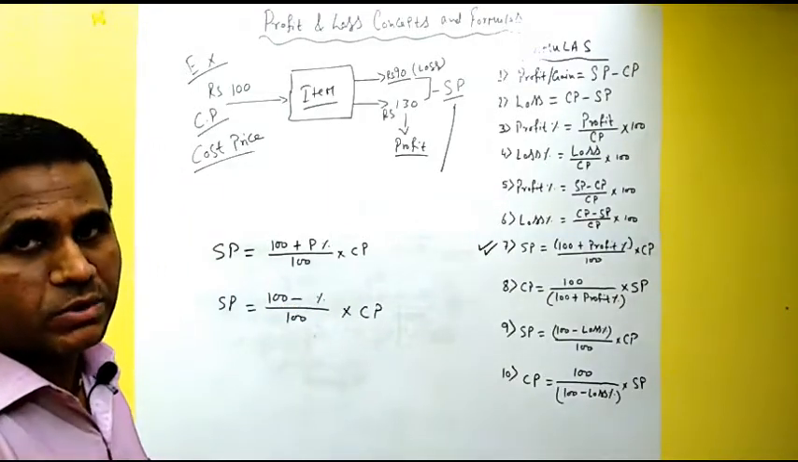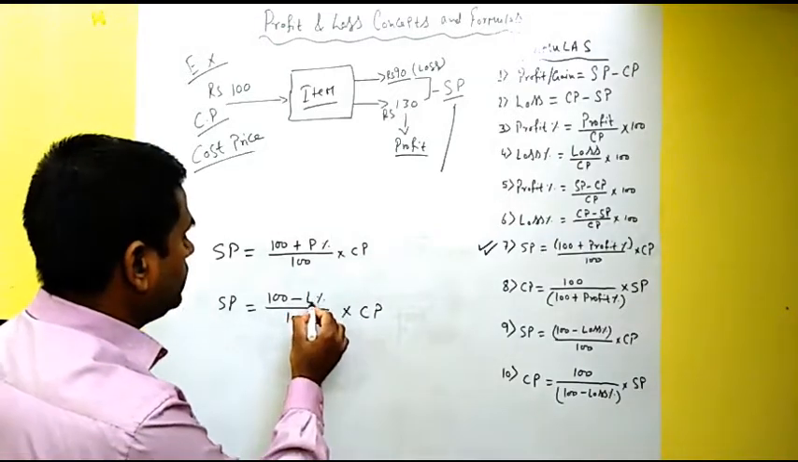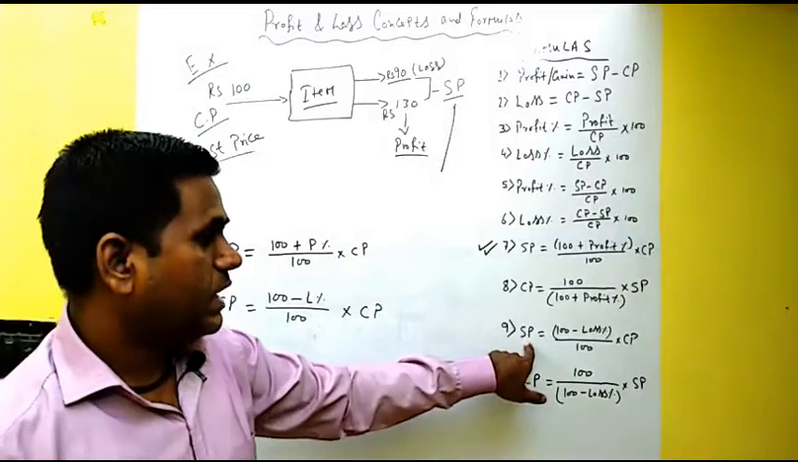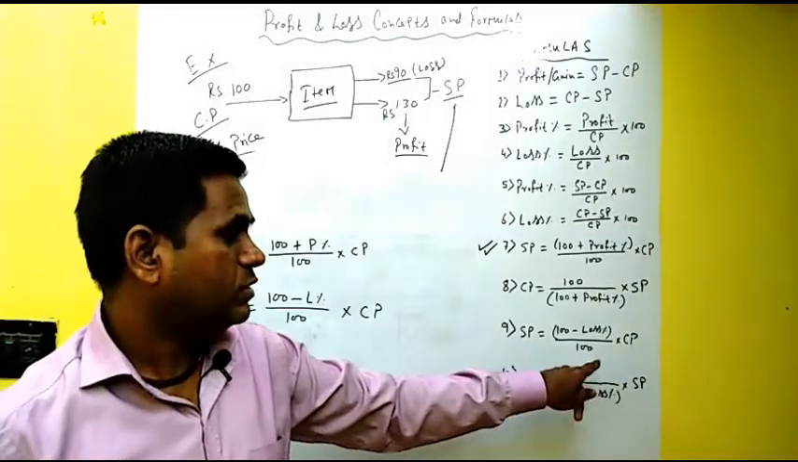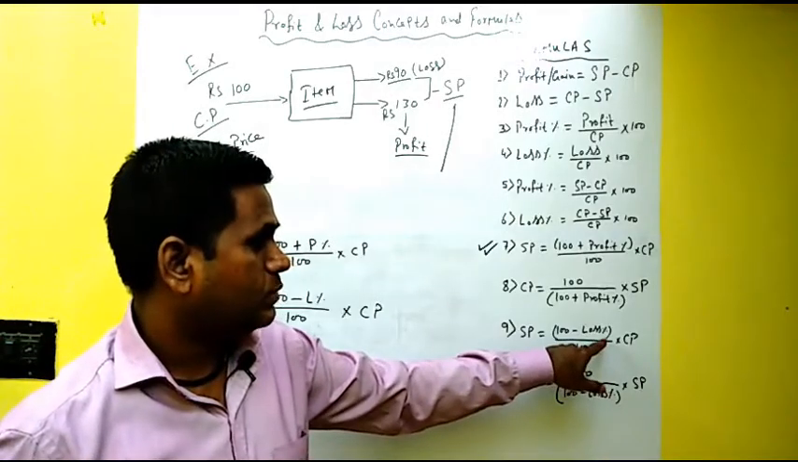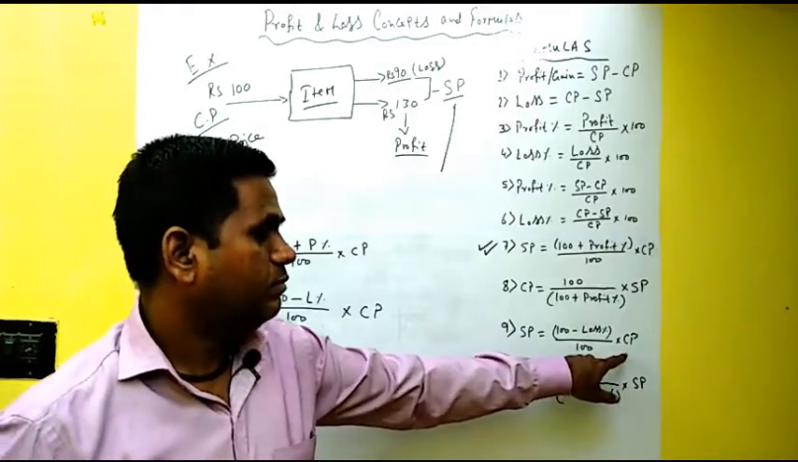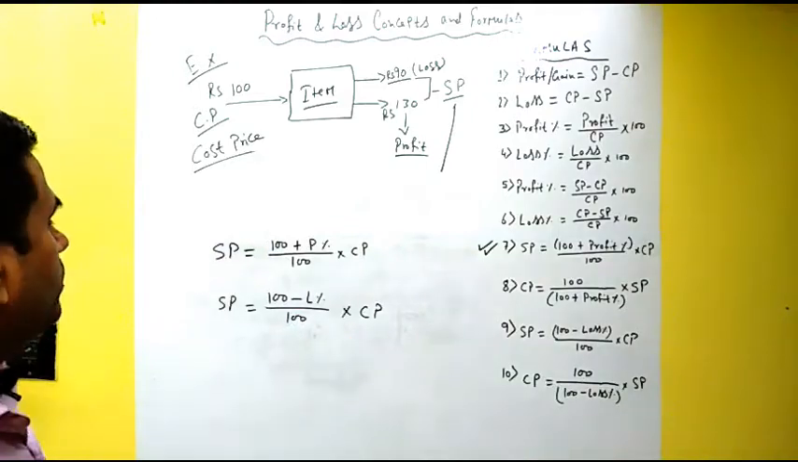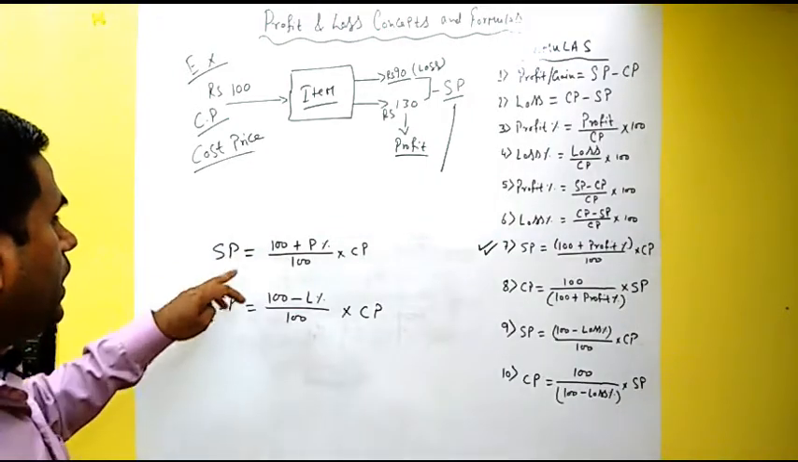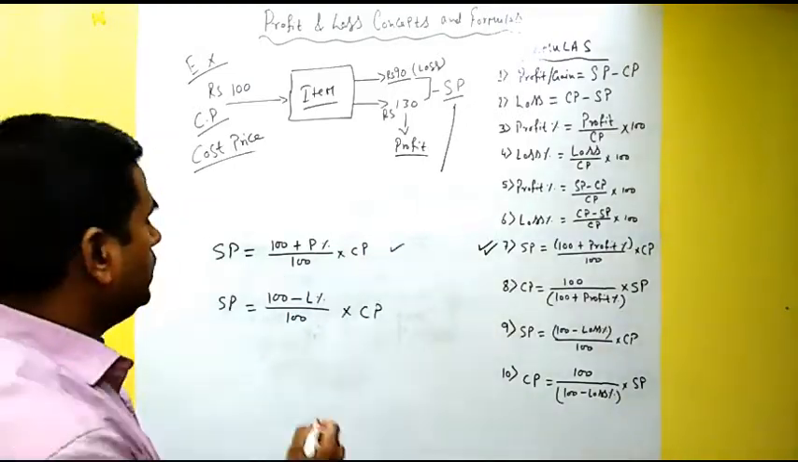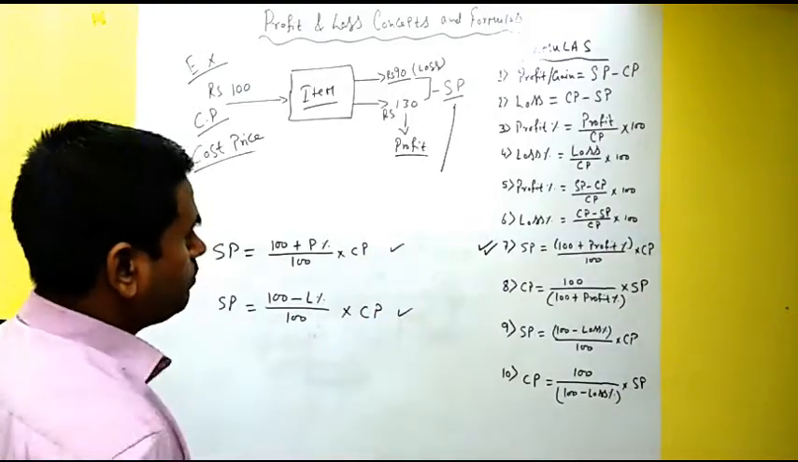So how to remove? Subtraction. So 100 minus loss percentage. So you can see, if cost price and loss percentage are given, selling price is equal to (100 minus loss percentage) upon 100 multiplied with cost price. So this is how we have to remember in both the cases. This is the case where profit is happening and this is the case where loss is happening.